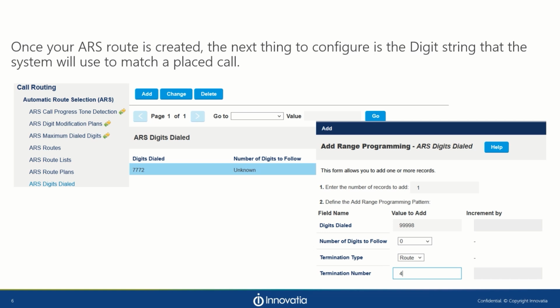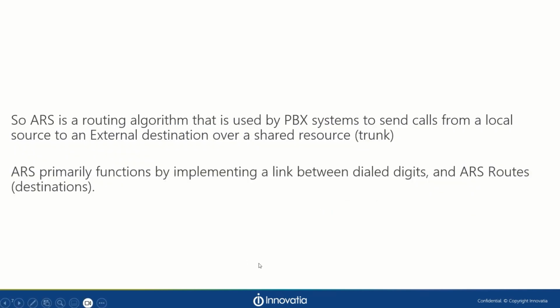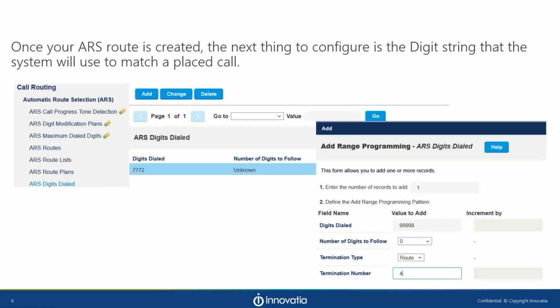Okay. Now, in terms of the rest of the configuration on this, most of it is, I think, fairly straightforward. The digits dialed field is going to be the actual string of digits that ARS is going to match against. So this is going to be the number that your users will dial to engage this particular route. In our example here, we're dialing 99998.